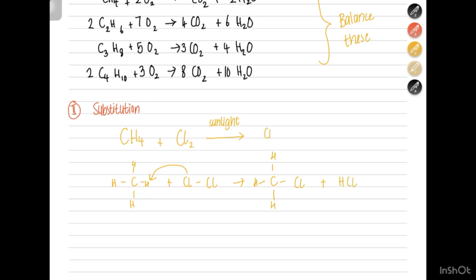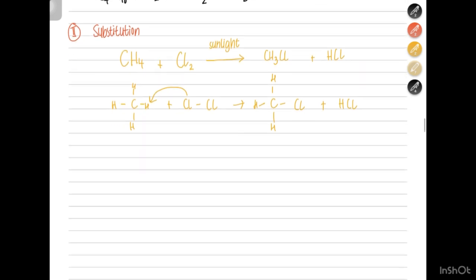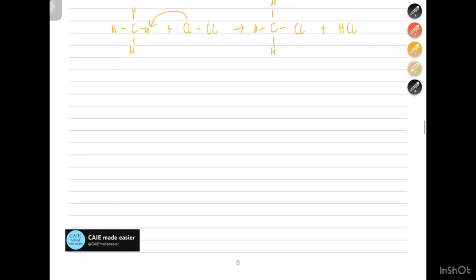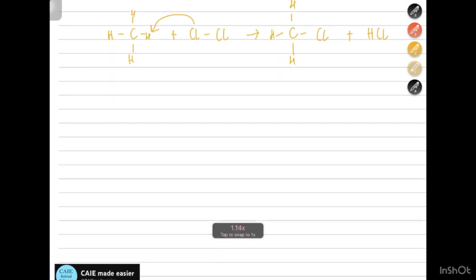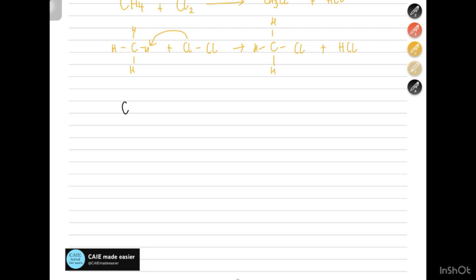So what we get: CH3Cl plus hydrogen chloride. Now remember, this is not hydrochloric acid because this is not aqueous, okay? This is hydrogen chloride. Now I'll write the equations again, and I want you to balance them and try to find the answer.